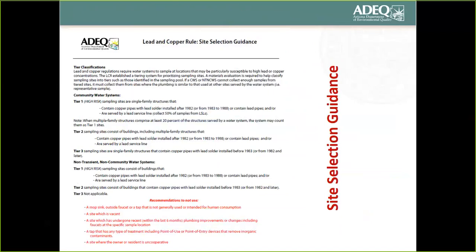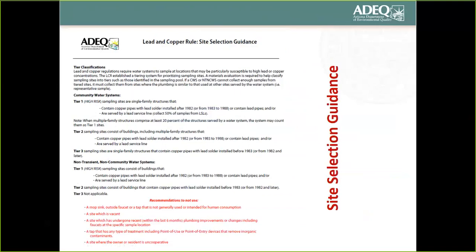For lead and copper, targeted sites are split into sampling tiers depending on the time frame of construction and materials used. If you look at community water systems, it gives you 3 tiers. Tier 1 sites are single-family structures that contain copper pipes with lead solder installed after 1982, or contain lead pipes, or are served by lead service lines. So if you're a community water system and you have Tier 1 sites, you are required to sample those sites.